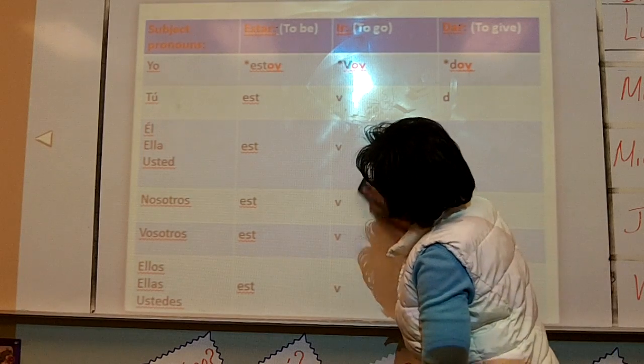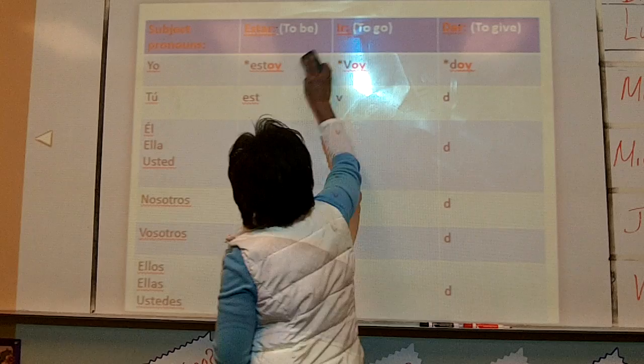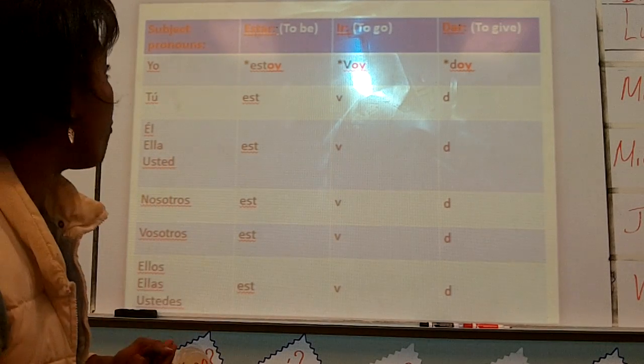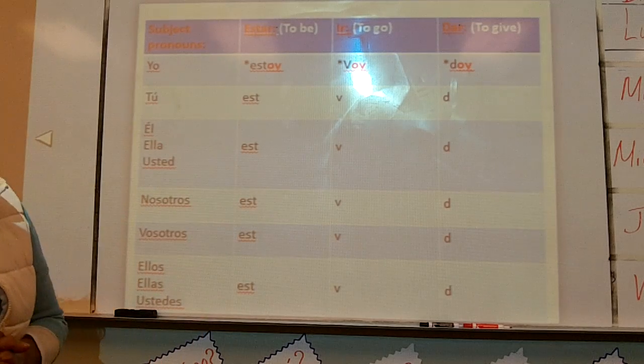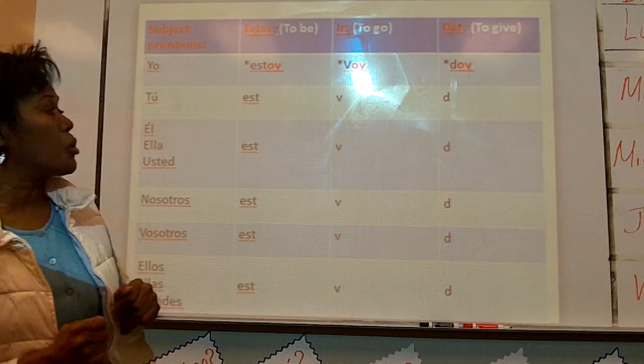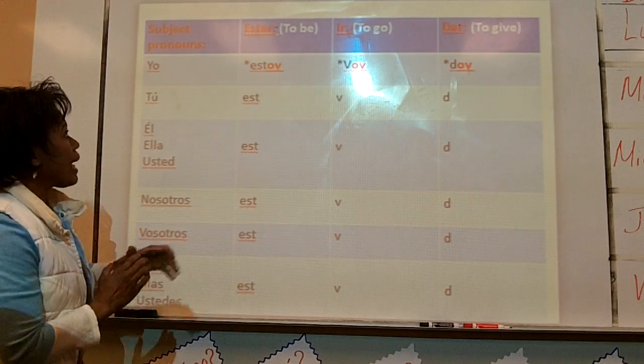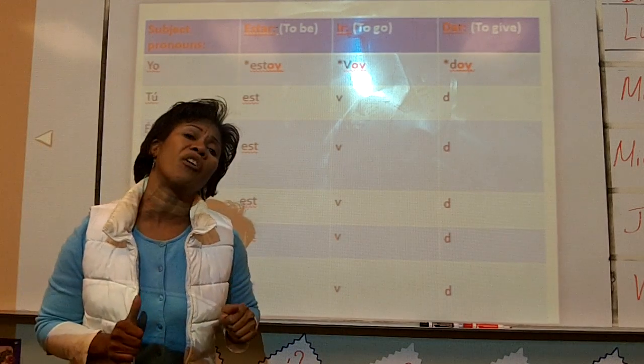Okay, so what I am going to do now, the same thing as I did before, is conjugate these three verbs. We have three verbs on the board: estar, which means to be, ir, which means to go, and dar, which means to give. Okay, now these verbs are called irregular verbs.